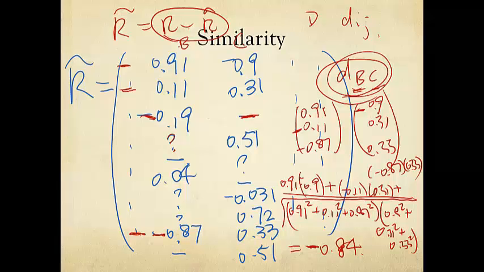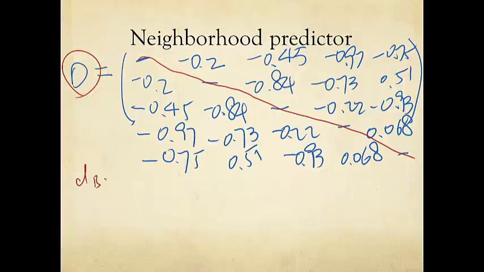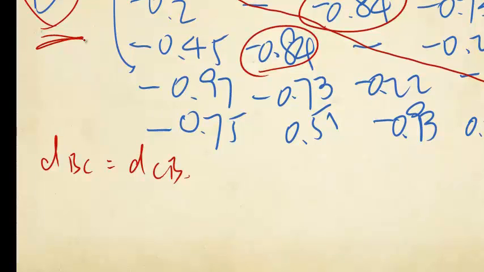Now we can do this for all the pairs of movies to come up with this entire matrix D here. The diagonals don't matter, so just cross them out. The off diagonals are symmetric because of the way we define it, DBC equals DCB. Indeed, this is DBC or DCB, same thing, minus 0.84 as we just calculated, and you simply follow the same structure for the rest of the entries. That's the end of step 3. We have constructed the similarity matrix.